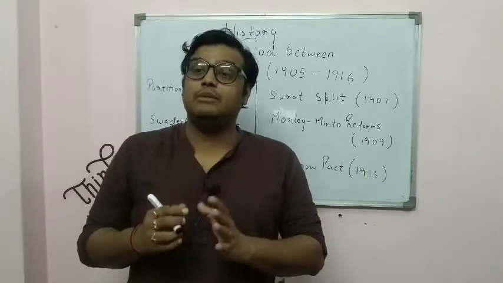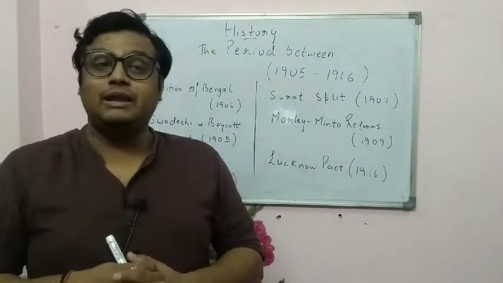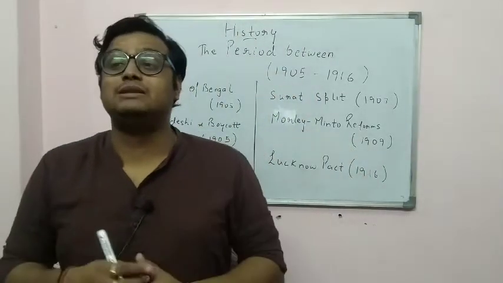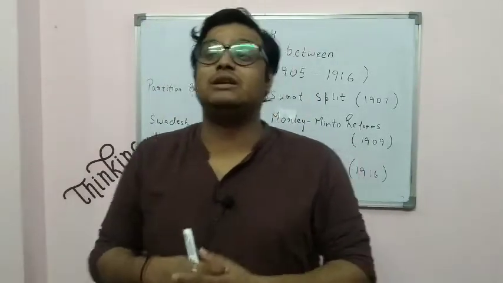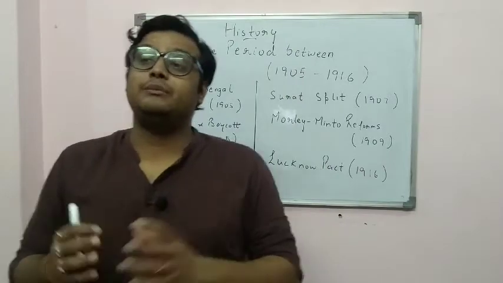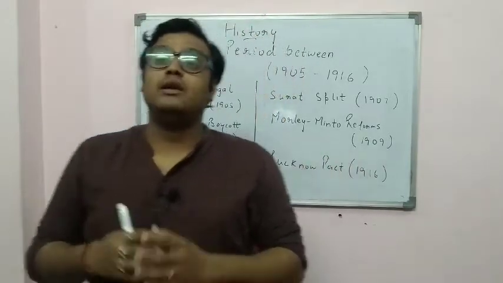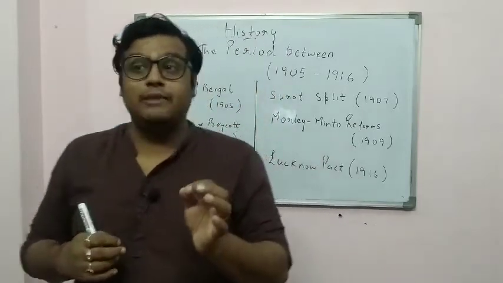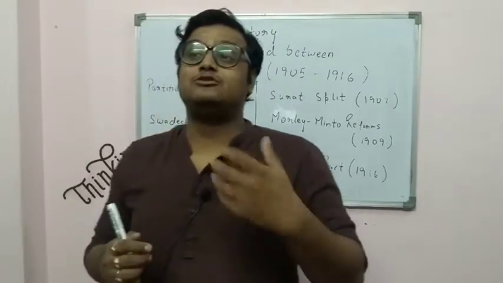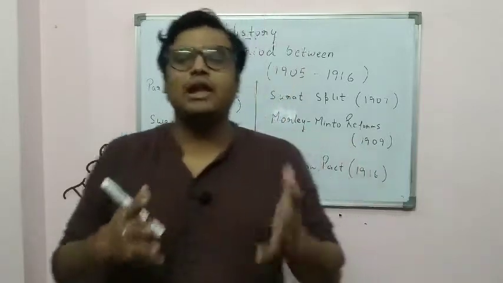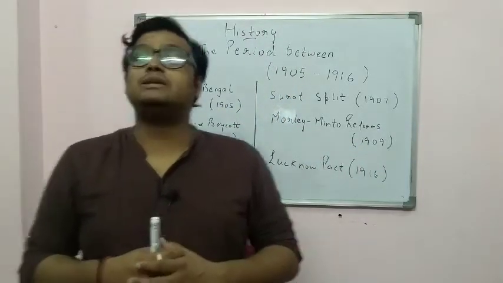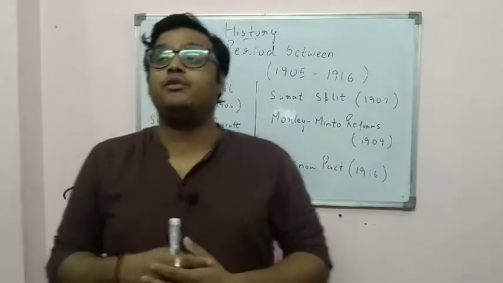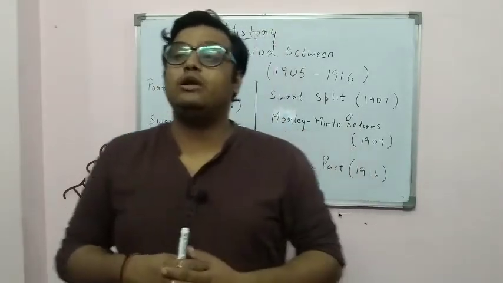Then we studied the different agitation methods. Moderates basically adopted 3 P's: prayers, pleas and petitions. Whereas extremists wanted the Britishers to be thrown out because they were not doing anything good for our country, by a non-violent but firm manner, such as strikes, lockouts, gherao and other methods. Today we will be discussing the part which came after these events.